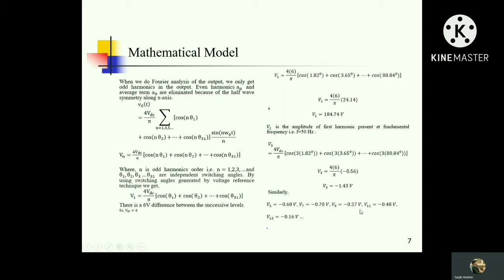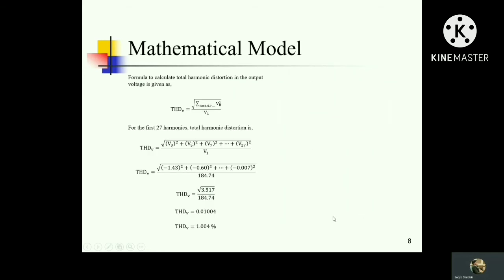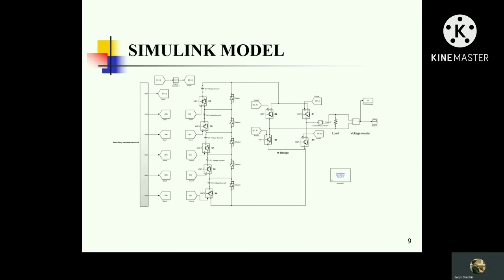This is the method by which we calculate. Through this method and this equation we calculate THD, total harmonic distortion. By using this equation for the first 27 harmonics, we calculate THD as 1.004%. And this is the model which we used to design our research and our project.